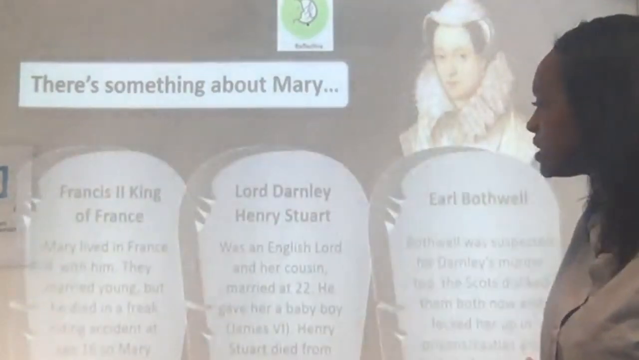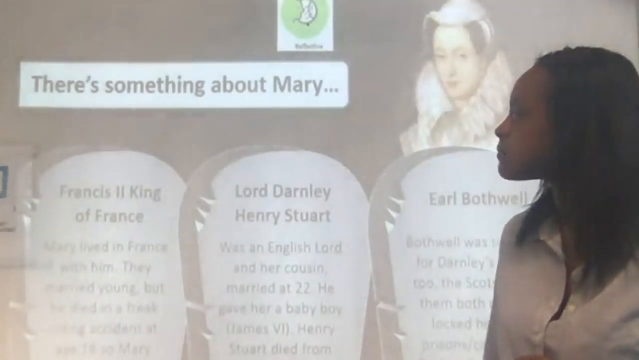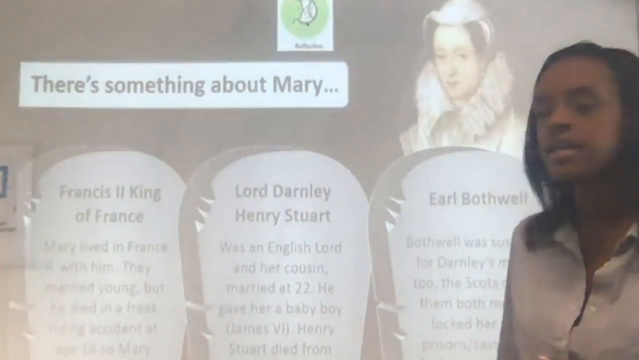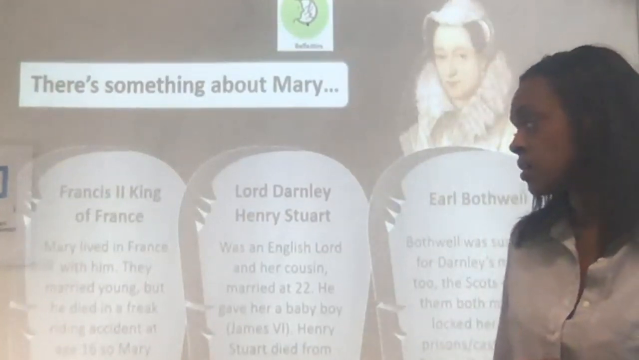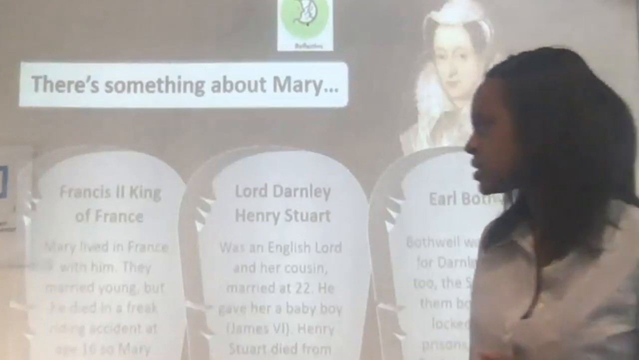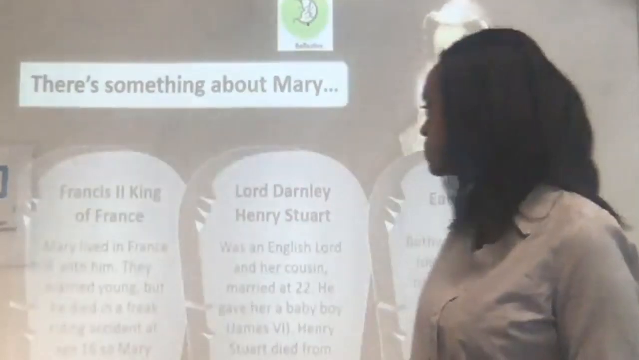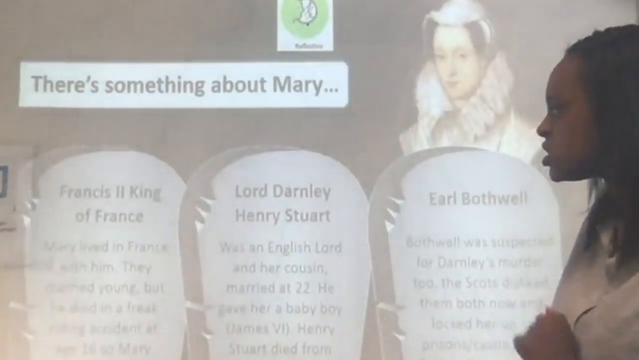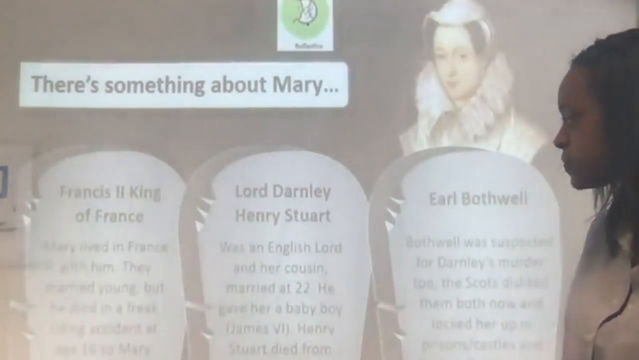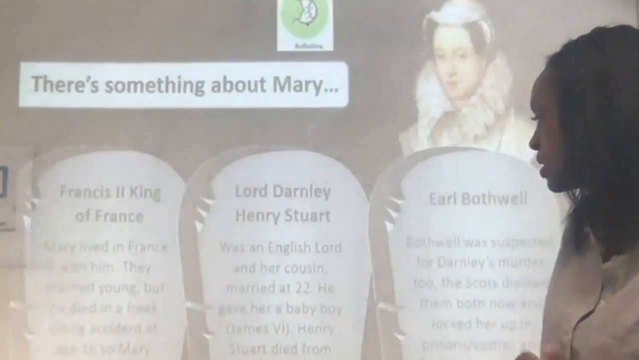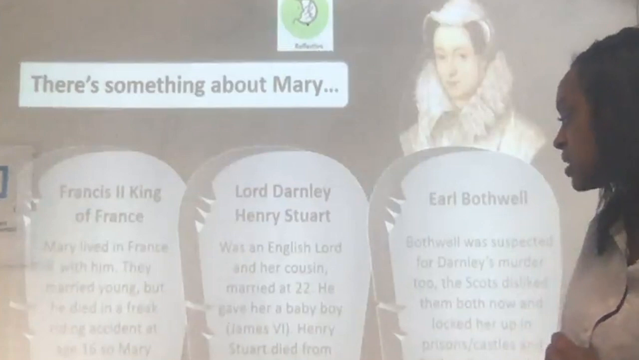Now, if we look at Mary as an individual, and here's some background information for you that you might find quite interesting, okay? Francis II, King of France. Mary lived in France with him. They married young, but he died in a freak riding accident at the age of 16. So Mary, at this point, then moves back to Scotland. However, she also then marries Lord Darnley, Henry Stuart, who's an English lord, and her cousin. They married at 22. With him, she had her first child, James VI.